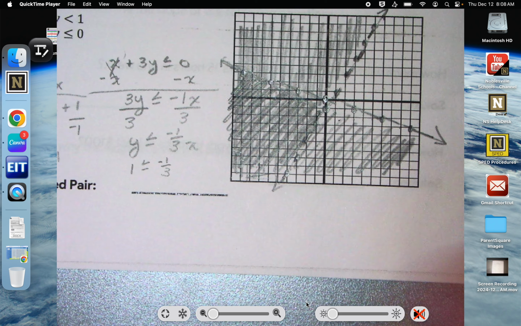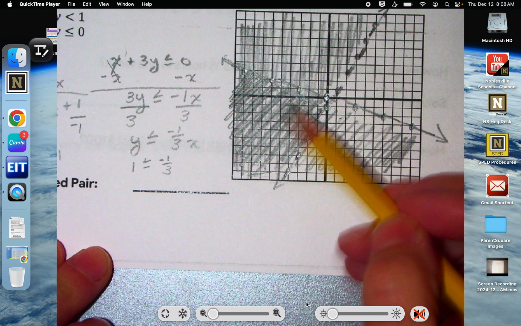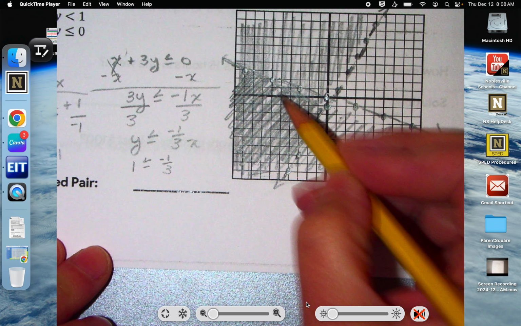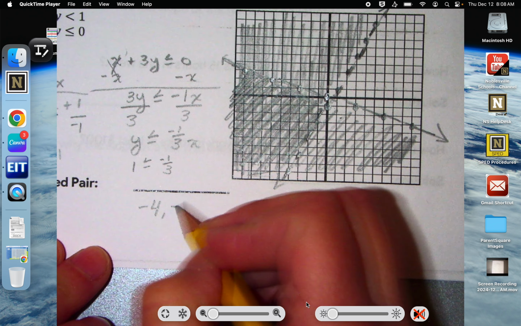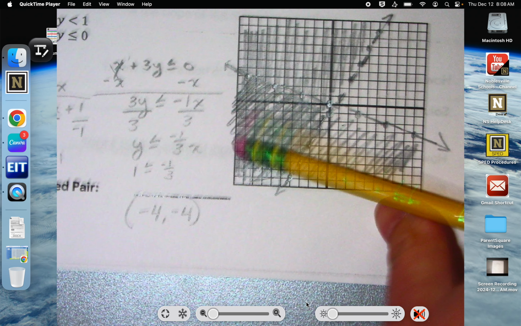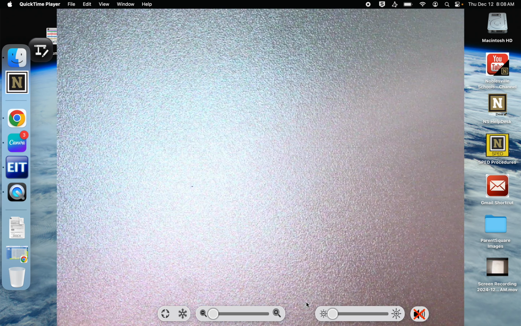Okay, so when I'm looking for an ordered pair as my solution, I can pick anything in this double shaded region. So I'm just going to pick negative 4, negative 4 as one of the possible solutions. Okay, so that's number 24. Let's move on to 25.